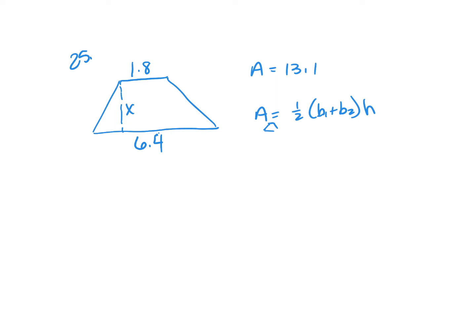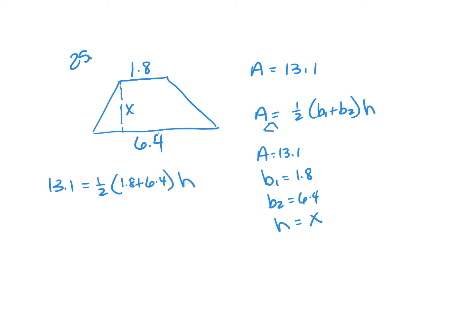So I know that the area is 13.1. Base 1, and it doesn't matter which base you put where, but I always put the top guy as base 1, is 1.8. Base 2 is 6.4, and this height guy is the guy we don't know in this problem, okay? So I put them all in the formula. No, let me do that again. 13.1 is the area, equals 1/2, 1.8 plus 6.4 times h.